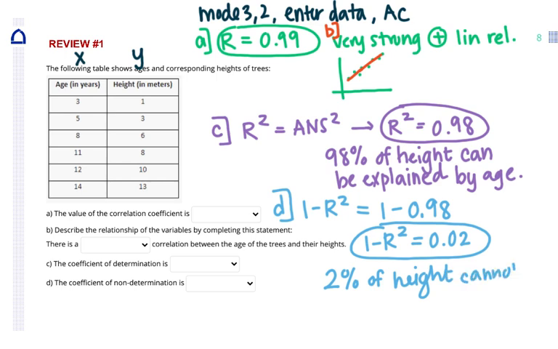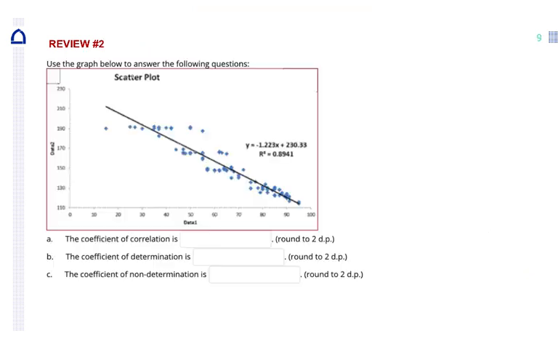be explained by age. So that means a very small percentage of the height of the tree is due to something else beside age, cannot be explained by age. Maybe it has to do with the amount of water or the amount of sunlight. That would be 2%, but 98% of the reason the tree is the height that it is because of how old the tree is.